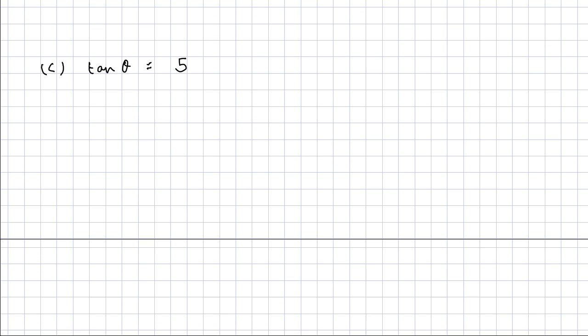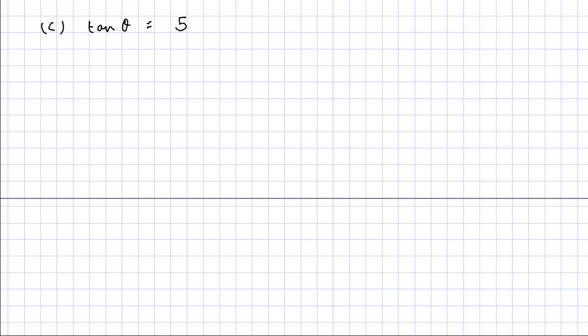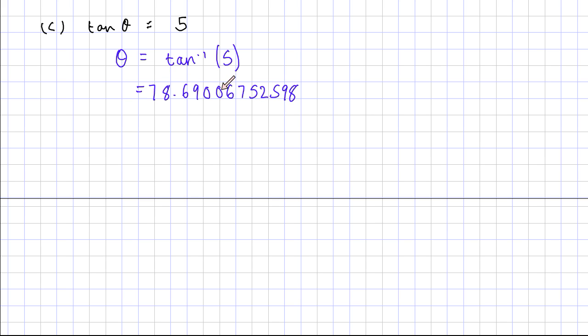So this is the tan, using the tan graph. Again, I'm going to start the same way, so I need to do the inverse of tan. So theta is equal to the inverse of tan of 5, and I'm just going to put that into a calculator and see what that gives me. So this will give 78.69006752. Now again, this is the principal value. For tan, it's between minus 90 and 90.